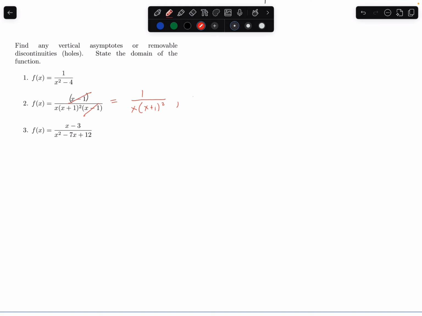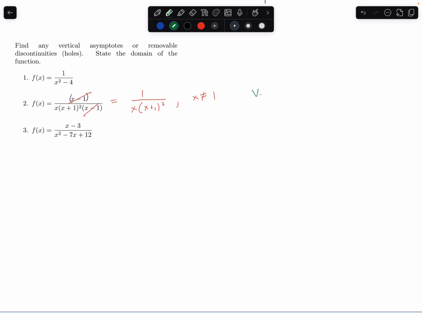But you have to be careful here. This is only as long as x is not equal to 1, because if it is equal to 1, then you're dividing by 0, and it's undefined, right? So this function right here is exactly the same as this, except for when x is equal to 1. And it behaves just like this, except for when x equals 1. Okay, now what are the vertical asymptotes?